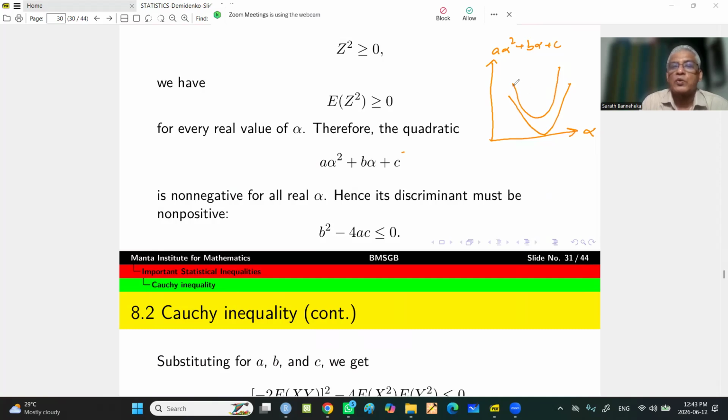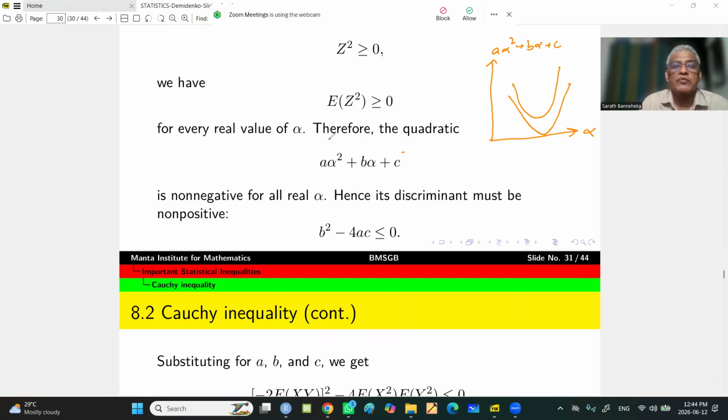Of course, if you have this situation, then the discriminant, which is b square minus 4 times AC, should be negative because this doesn't cut the x-axis. There are no roots for the equation coming from this. So in that case, the discriminant of this function should be negative. If you have this situation, then the discriminant will be equal to 0, giving you only one root for the equation that you get by equating this to 0.